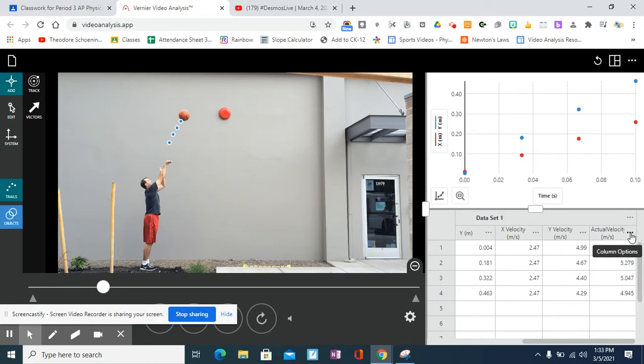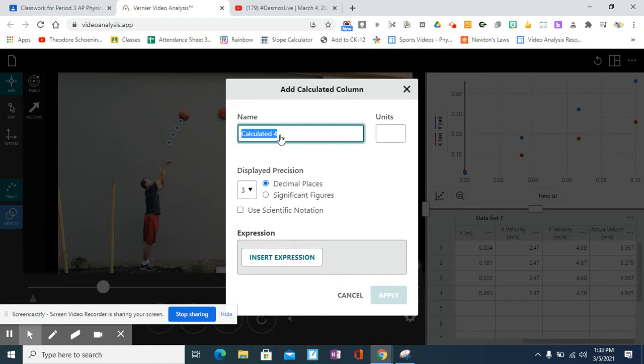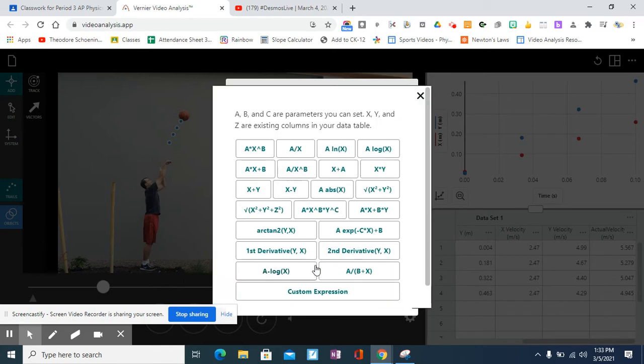So the variable that we're going to want that uses velocity is the kinetic energy. So I click on this button again. I am going to select Add Calculated Column. And this calculated column is going to be called kinetic energy. And we know kinetic energy is measured in joules when we use kilograms, meters, and seconds, which we've done. And now it's time to insert our expression.